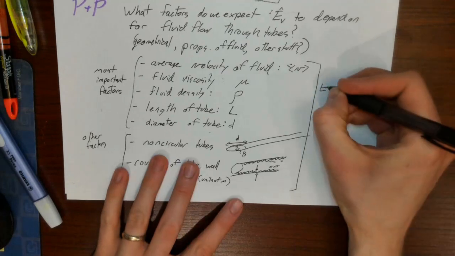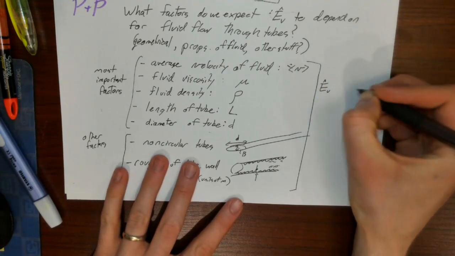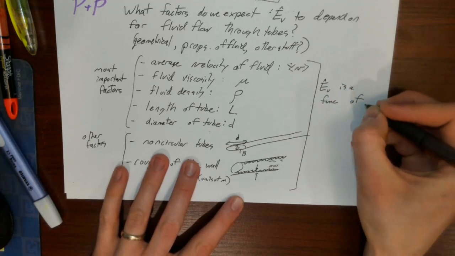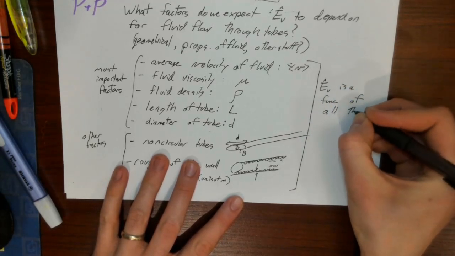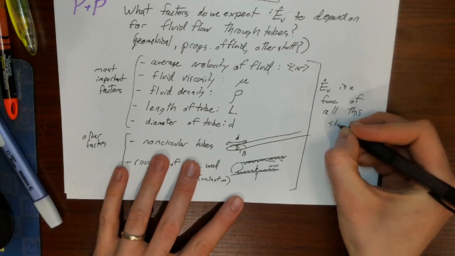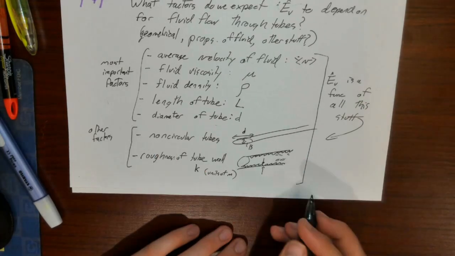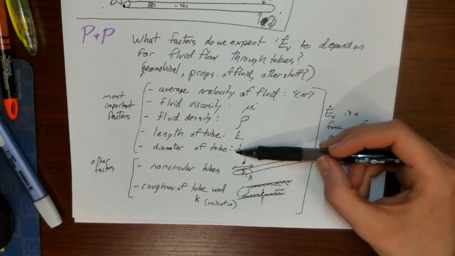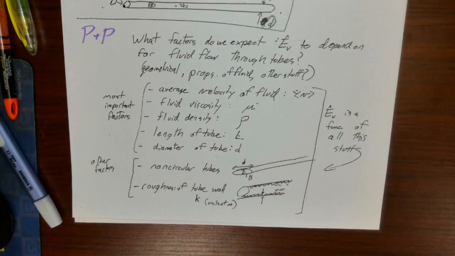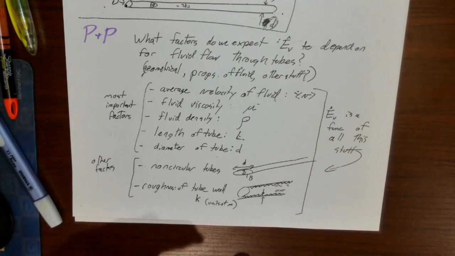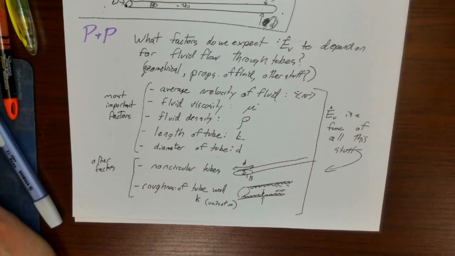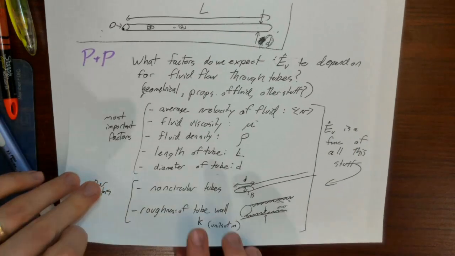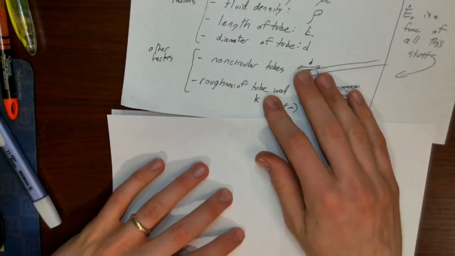So our viscous losses are a function of all this stuff. Yikes. So it's a function of at least 1, 2, 3, 4, 5, and potentially a few other variables. Don't panic. We'll tackle it together. So what does this function look like? Well, let's sketch it out.